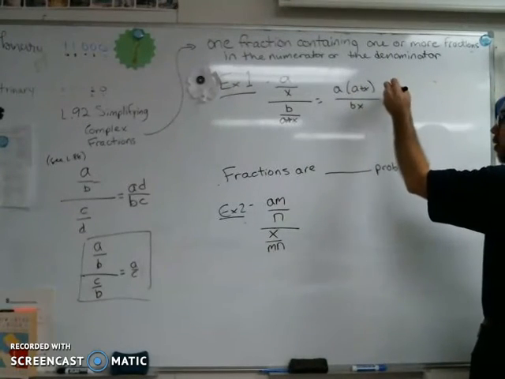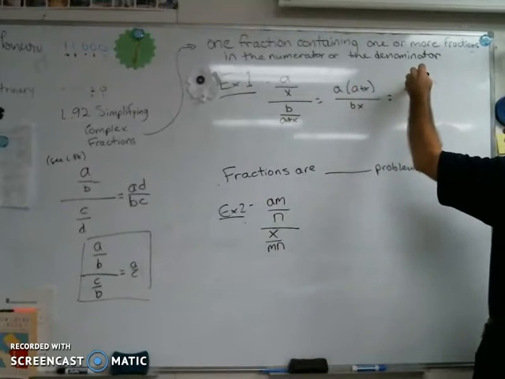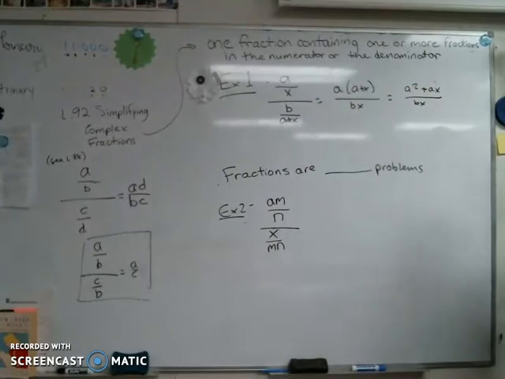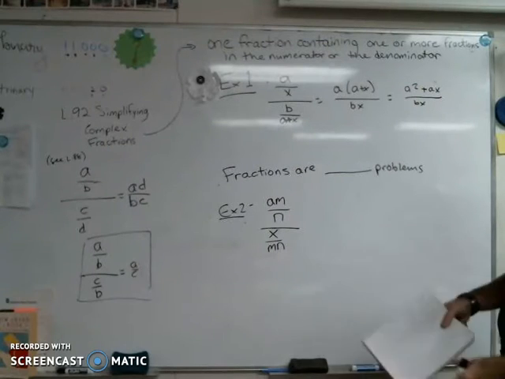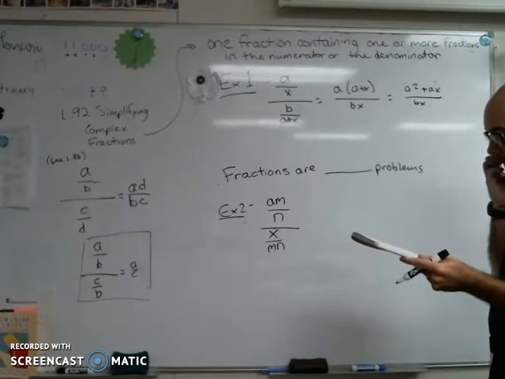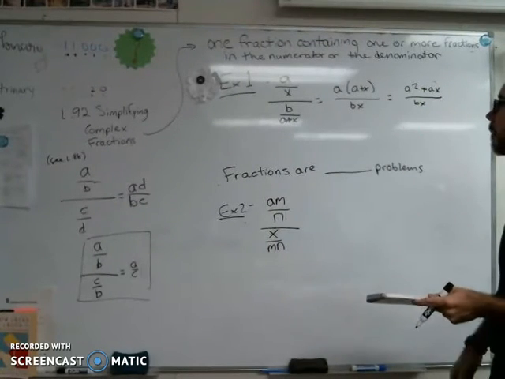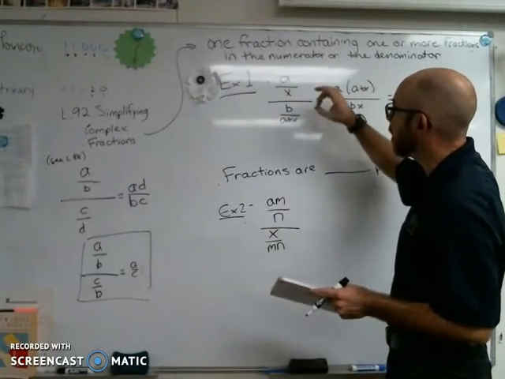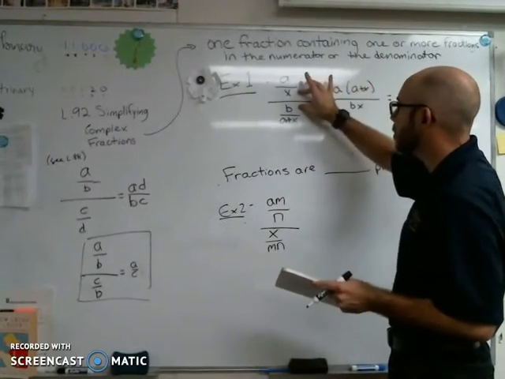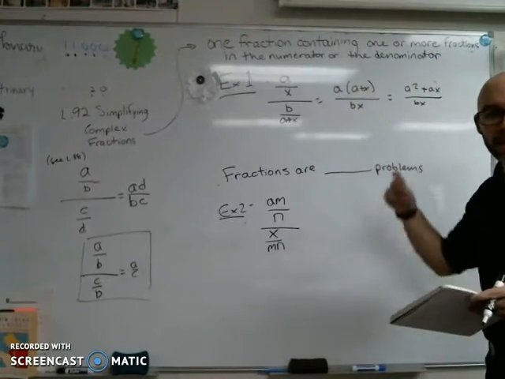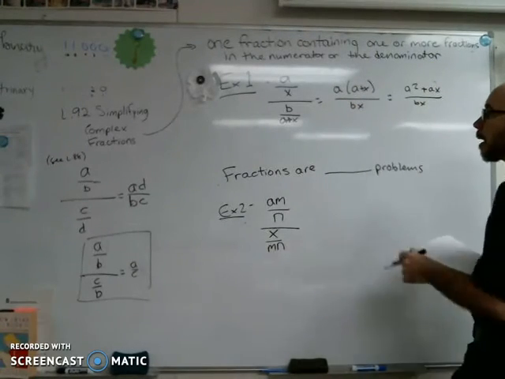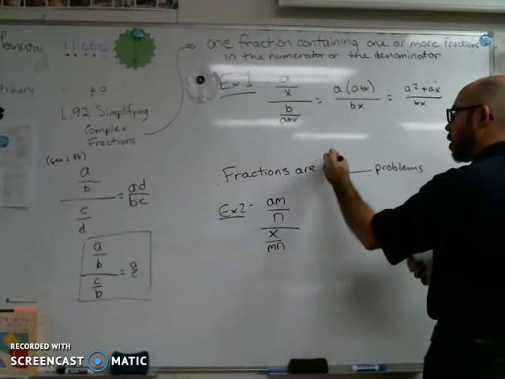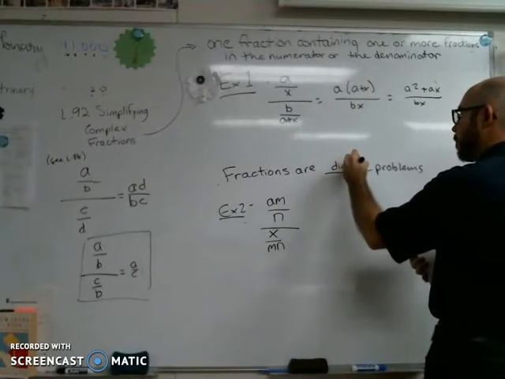You can leave it like that. It's cool. Or you do a little bit of distribution, A squared plus AX over BX. No canceling necessary. Either of those two are acceptable setups. See how fast that was? I just was like, these get multiplied, they go on the top. These get multiplied, they go on the bottom. Bam, just like that. We're able to use the reciprocal here because fractions are division problems.